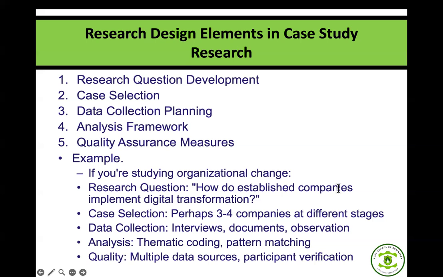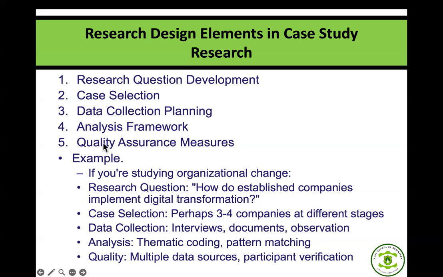Then the third one is planning your data collection. Are you collecting your data through multiple sources? Are you using interviews, observations, or documents? And then the fourth one is the analysis framework. How are you going to analyze your data? How are you going to organize your data? How are you going to code it? What will be your coding strategies? Then the last one is quality assurance measures. In terms of the quality assurance measures, think about the triangulation strategies you want to employ. How are you going to check some other procedures? Will this be peer reviewed? There are a lot of things you have to consider.